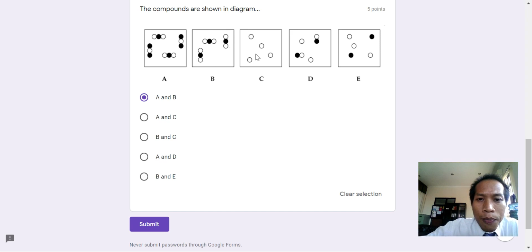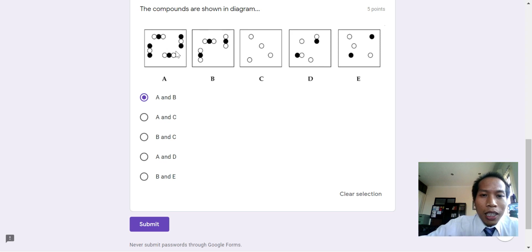For C, it is obviously false. It is only one type of atom, so it is an element. It is not a compound. D and E, as you can see here, are not regular combinations, so they are not compounds. They are mixtures. It's not a regular combination.